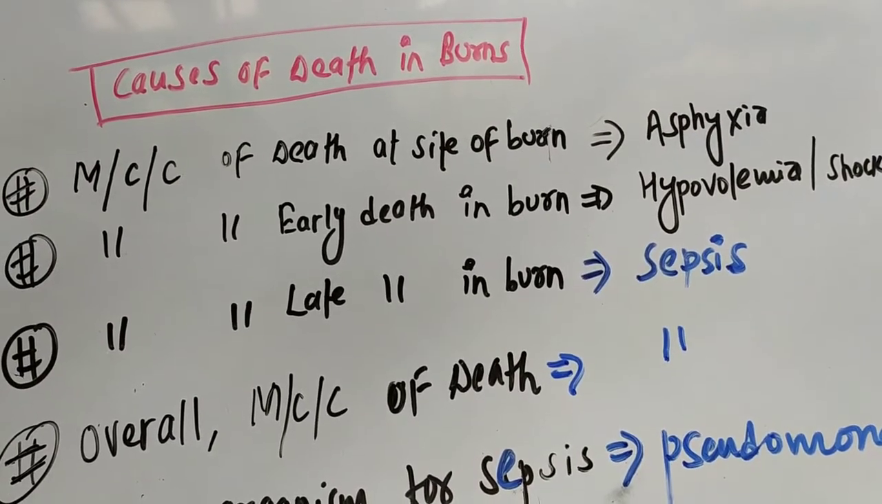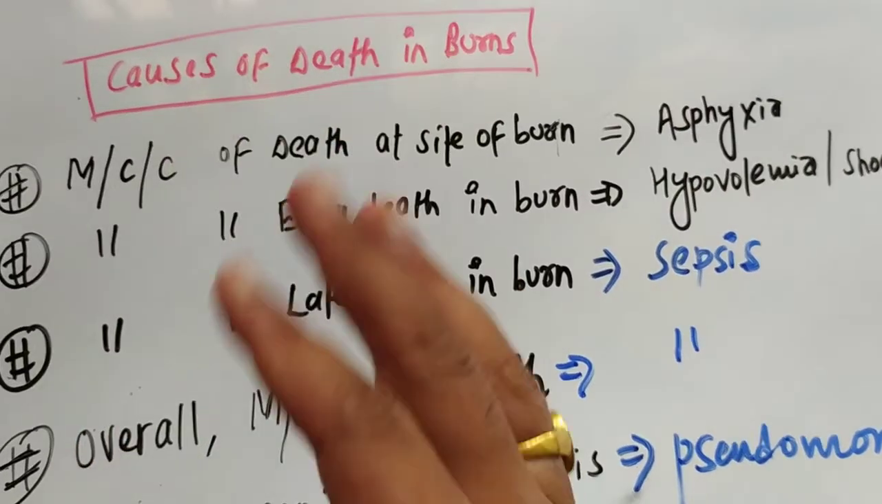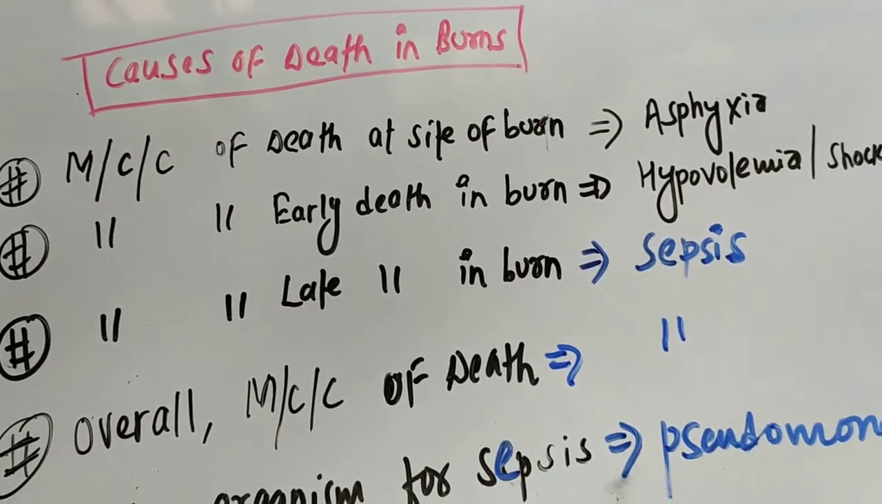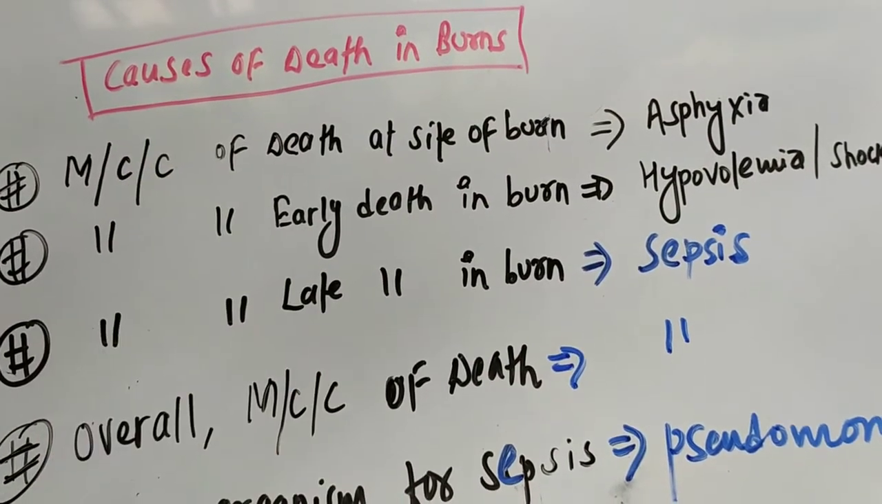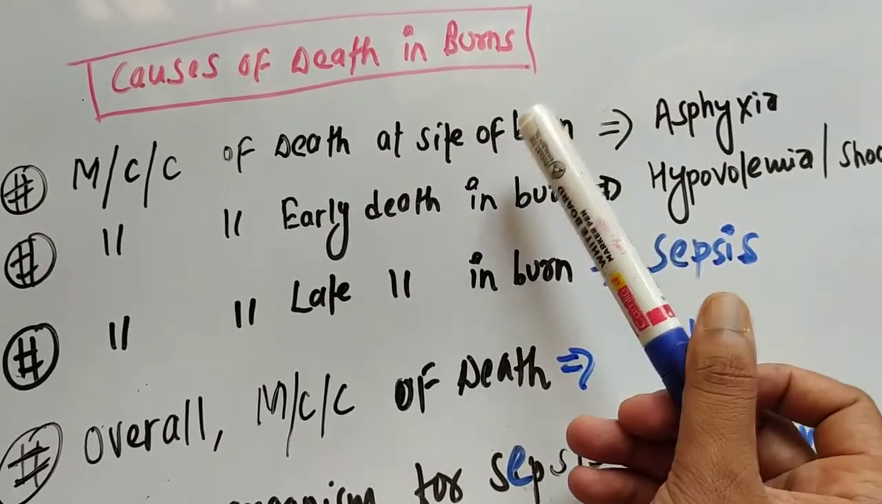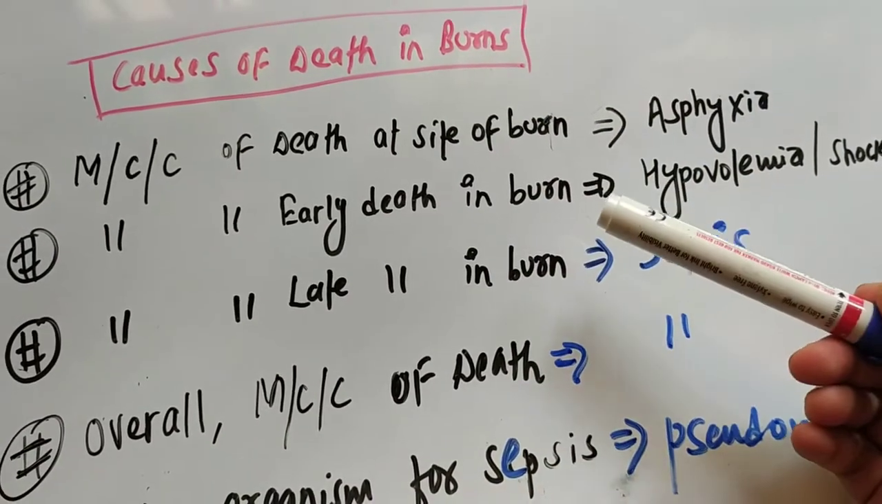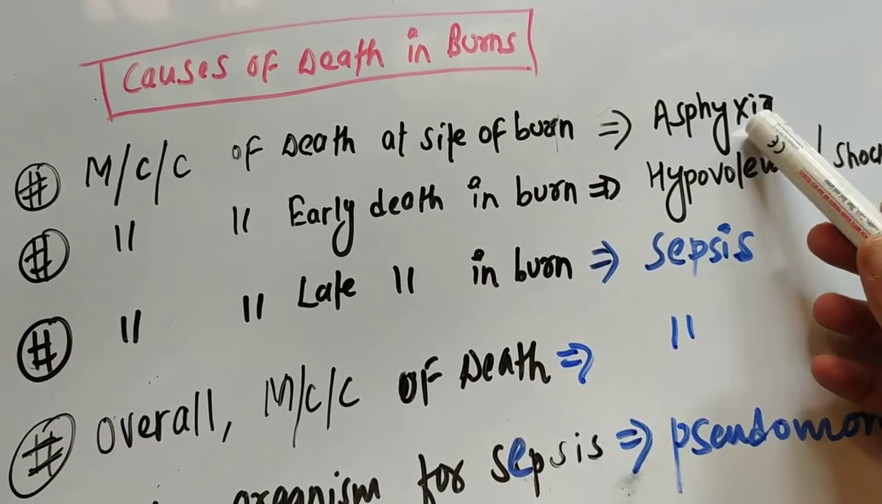Now let's discuss the important causes of death in burns. And every sentence here is one of the multiple choice questions asked in different exams. So the most common cause of death at the site of burn. At the site of burn, if the patient dies, then what is the most common cause of death? The most common cause of death is asphyxia.